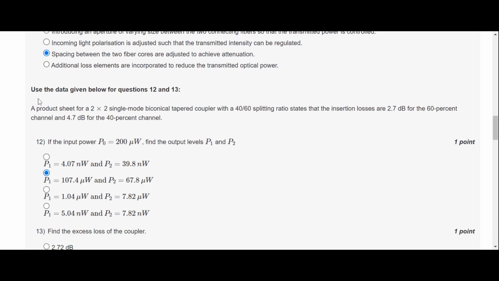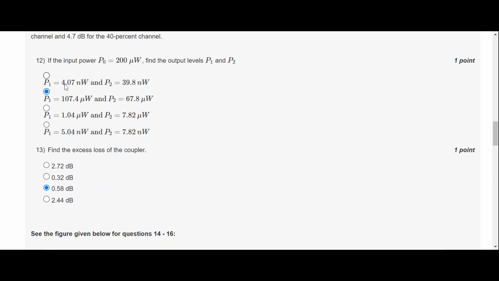Use the data given below for questions 12 and 13. A product sheet for a 2x2 single-mode biconical tapered coupler with a 60/40 splitting ratio states that the insertion losses are 2.7 decibels for the 60% channel and 4.7 decibels for the 40% channel. If the input power P_0 equals 200 μW, find the output levels P_1 and P_2. Find the excess loss of the coupler.